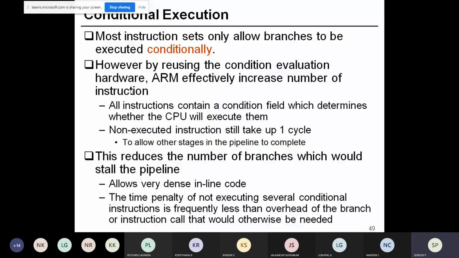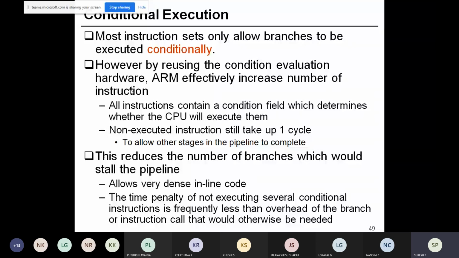By using condition evaluation hardware, ARM effectively increases the number of instructions executed in a single clock cycle. As we have seen, the basic principle of RISC design is that in each clock cycle, one instruction has to be executed. That is the basic design principle of the RISC philosophy, which we went through in the first module.